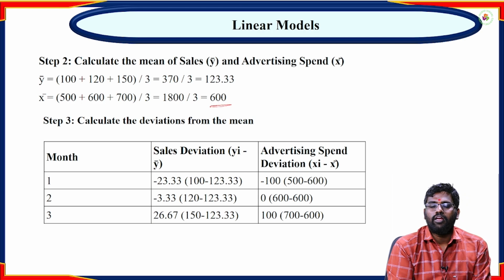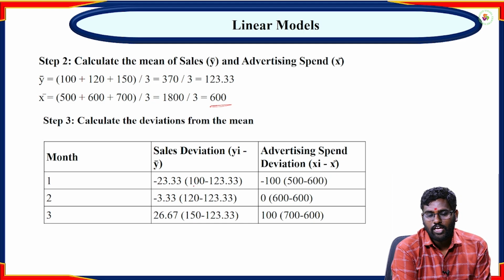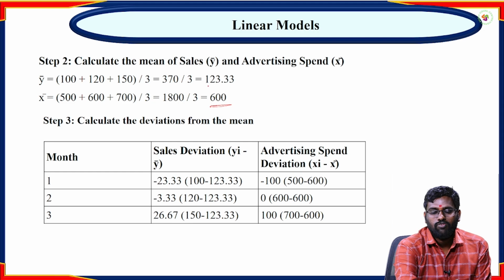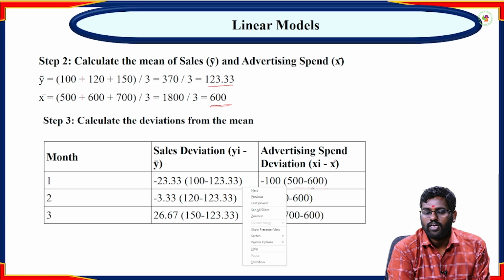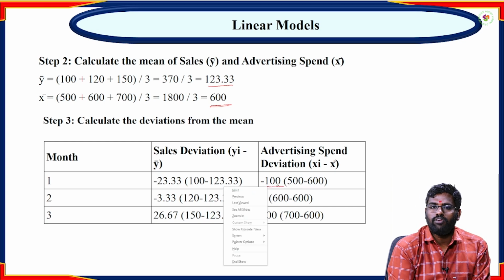Next we need to calculate yi minus y bar and xi minus x bar. We calculate these because we need them to compute the values of b0 and b1. So 100 is our actual value minus the mean value of y. All the y values are subtracted with the mean value of y, and all the x values are subtracted with the mean value of x. Like this, we continue.